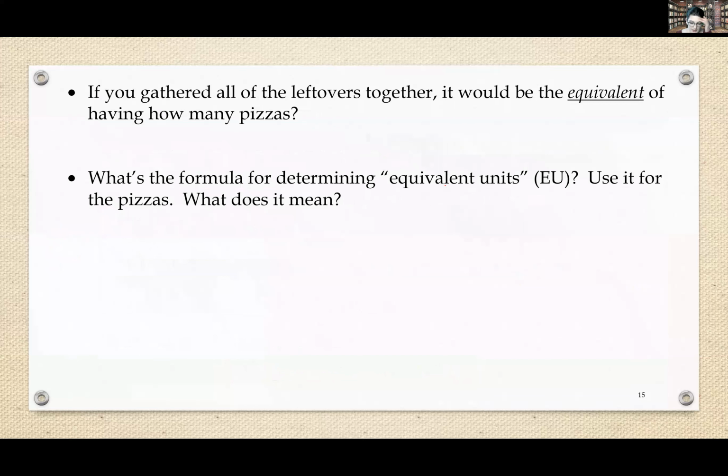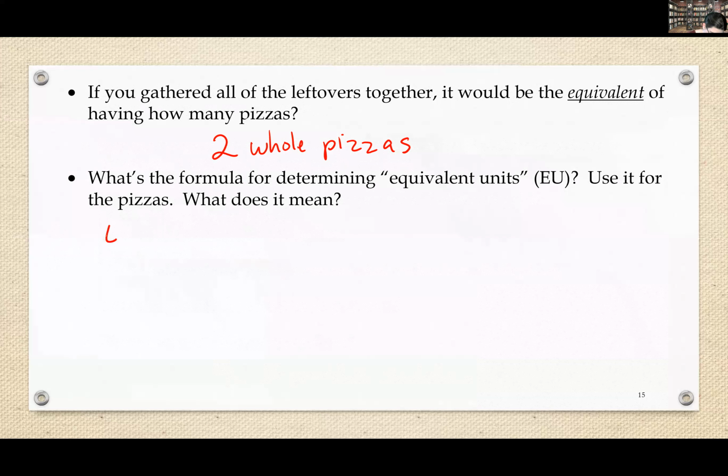All right, got a little ahead of my slides here. So again, if we gathered all the leftover pizzas, it would be the equivalent of having 2 whole pizzas. Okay, so what is the formula? How did we arrive at that? So what is the formula for determining equivalent units?